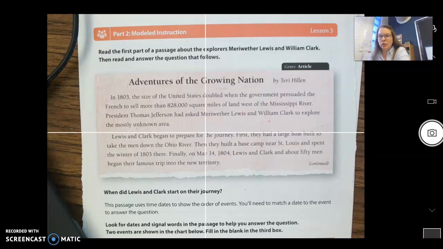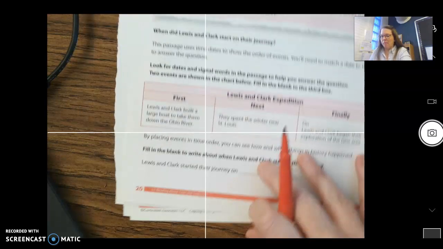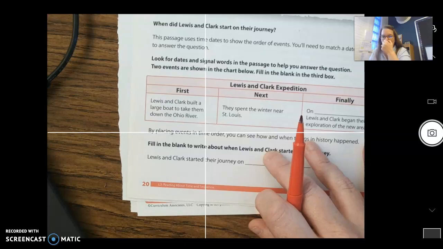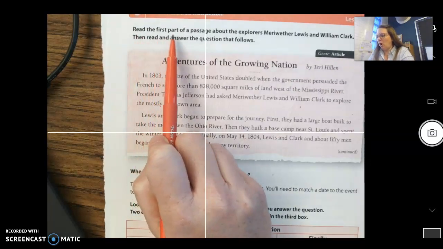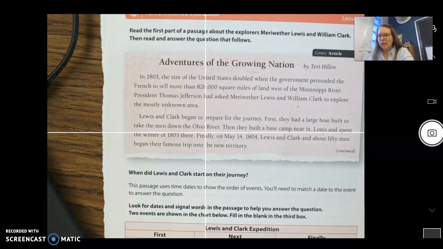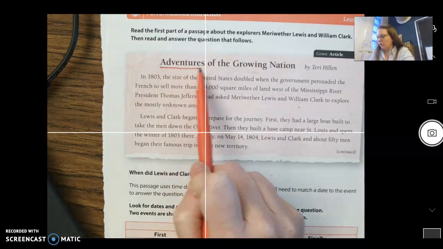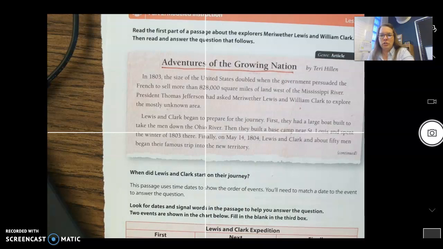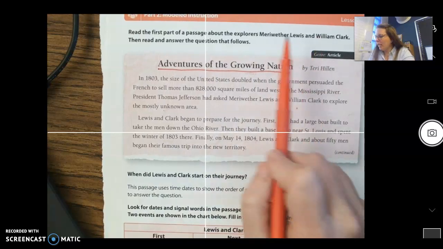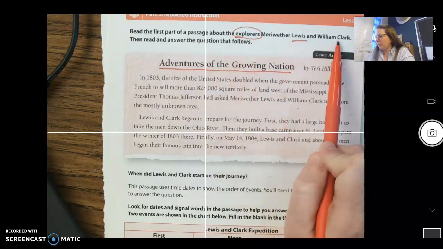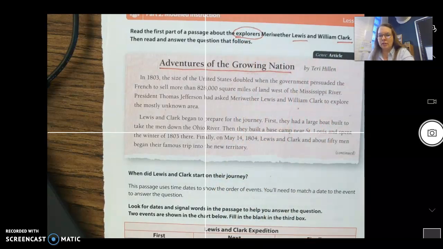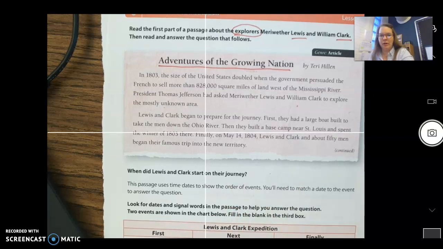Okay, guys, so now here's your time to practice finding and using those signal words for sequence. We are on page 20, so you're just going to turn the page in your packet, okay? And what we're going to do first is read just part of this passage, okay? Our title is called Adventures of the Growing Nation, and this is about some explorers called Lewis and Clark. So let's read this and then we're going to practice down here.